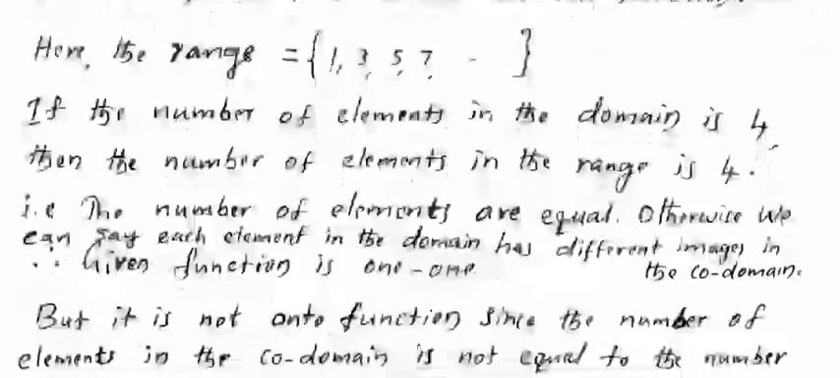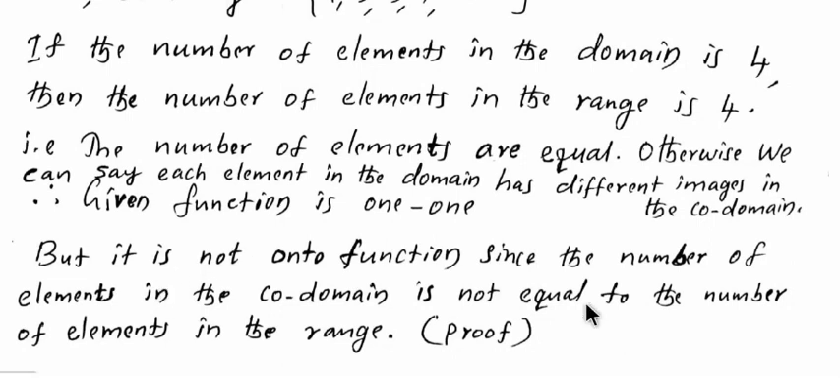Therefore the number of elements in the codomain is not equal to the number of elements in the range. This is the condition for not onto. Therefore the given function is not an onto function, since the number of elements in the codomain is not equal to the number of elements in the range. Proof.